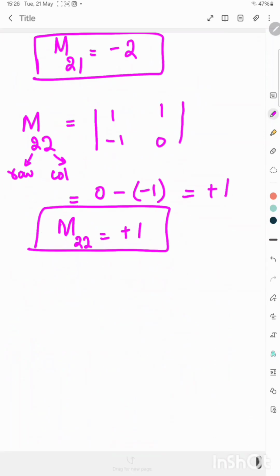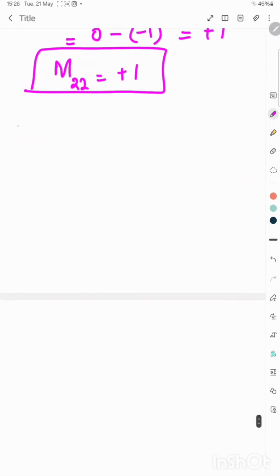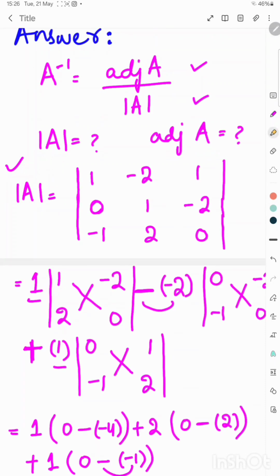Now I will go for the next minor. So here the next minor will be M23. What 23 shows is that 2 is the number of the row and 3 is the number of the column. So it means that now I will eliminate the second row and third column from the given matrix. Students, here the second row is this one and the third column is this one.